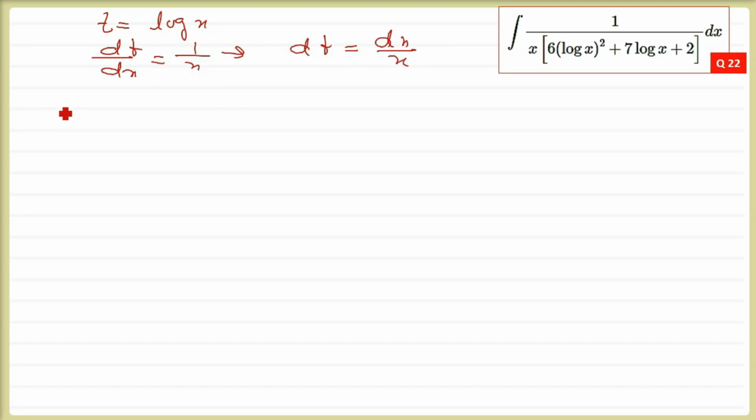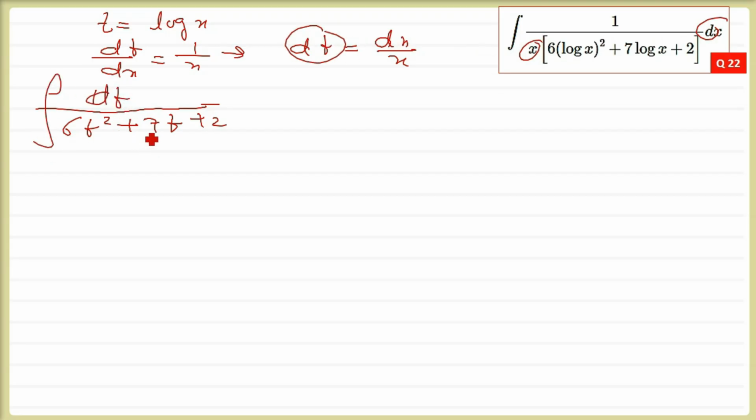So this integration will come like this: 1 divided by, after replacement of log x as t, 6t square plus 7t plus 2, and this dx by x will be replaced by dt. So this dt, this is integration. So eventually you have to integrate this denominator, which is 6t square plus 7t plus 2.